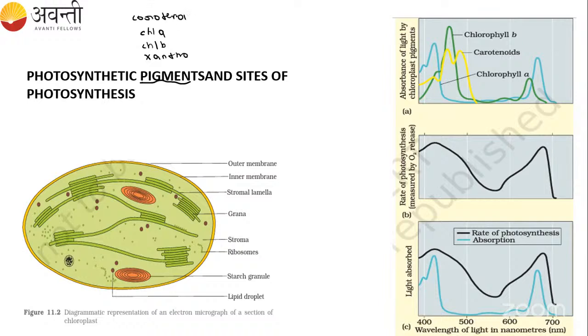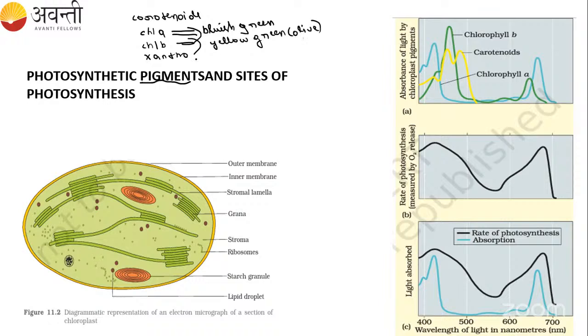Carotenoids. Here you have to remember, guys, chlorophyll A absorbs in both blue and red wavelength, and its color is bluish green, or we can call it greenish blue. Then coming to chlorophyll B, it has a yellow green color, or olive green. We will call it olive green.